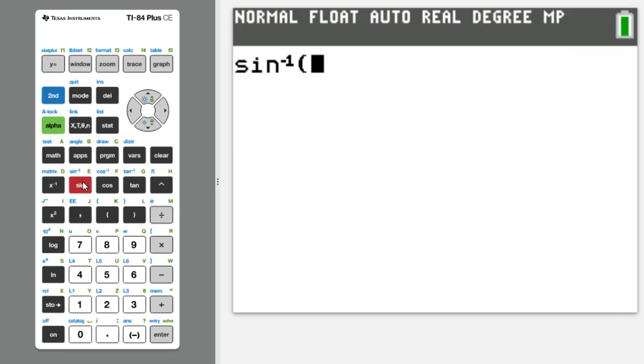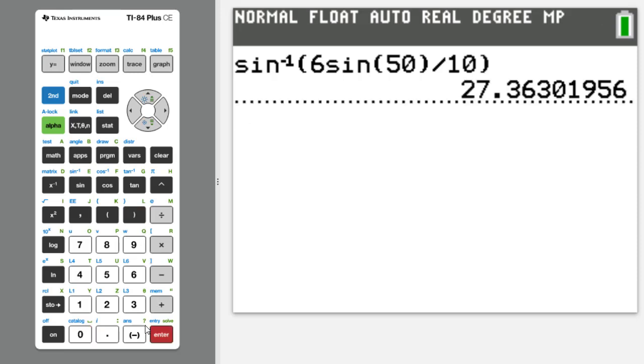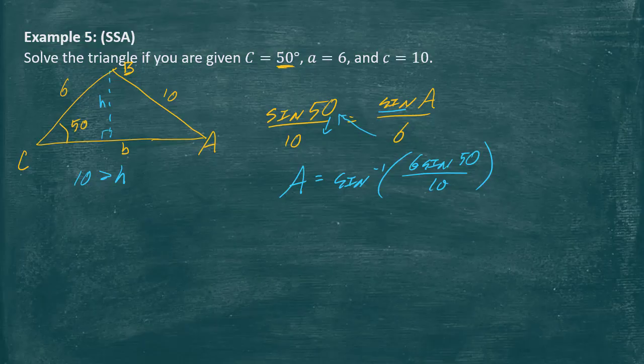I need to do the inverse sine first, sorry about that. So again, start over here: inverse sine of 6 sine 50 divided by 10, and close that off, and it gives us that this angle would be approximately 27.4 degrees. So if I go back, I know that this angle A is 27.4 degrees, which then should now give us 2 out of the 3 angles.